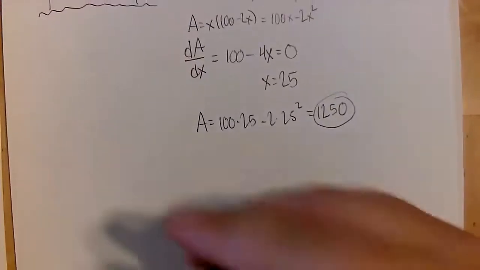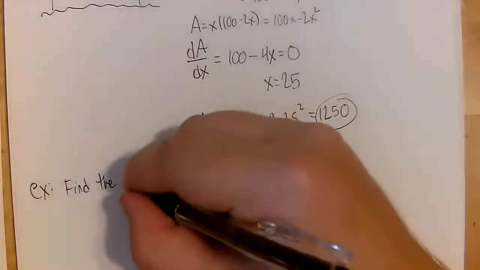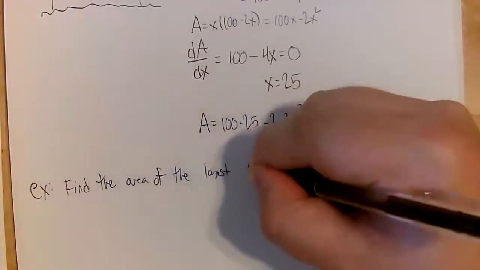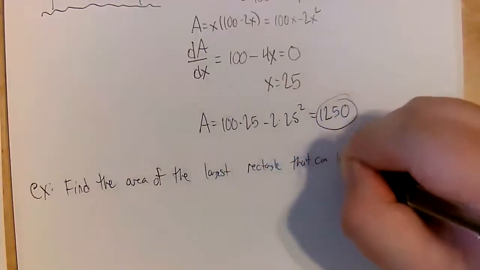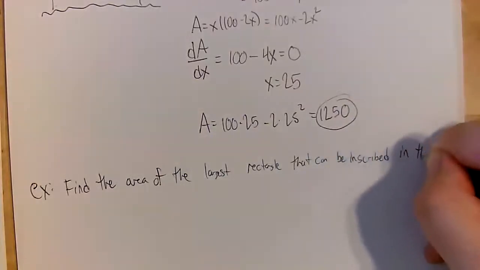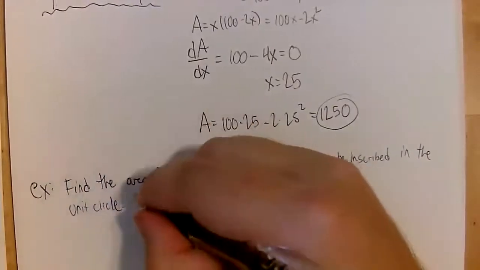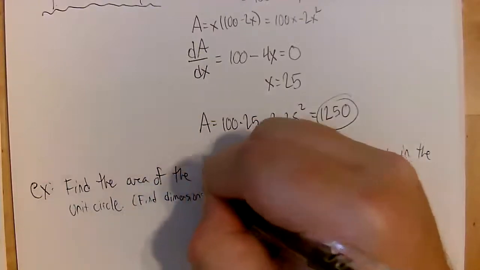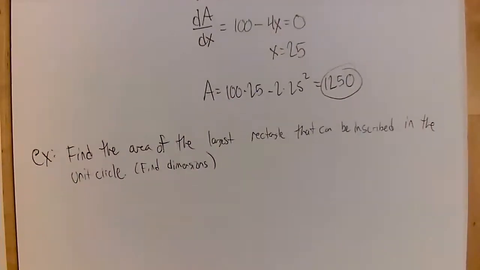This example will involve some geometry. All right, find the area of the largest rectangle that can be inscribed in the unit circle. And I guess I'll throw in, let's find the dimensions as well. Occasionally, they'll actually ask you for both. They'll ask you for the quantity in question and the variable values that will give you that quantity.